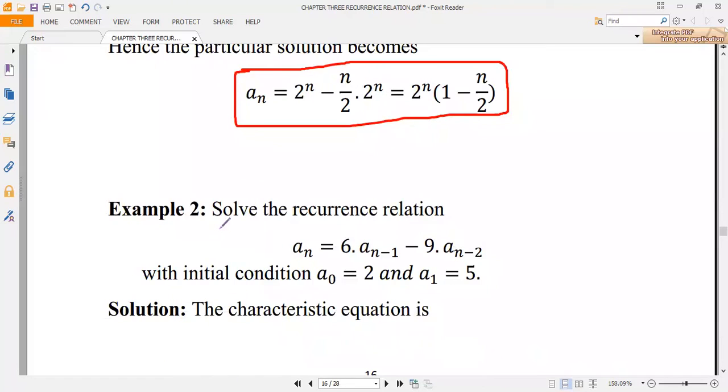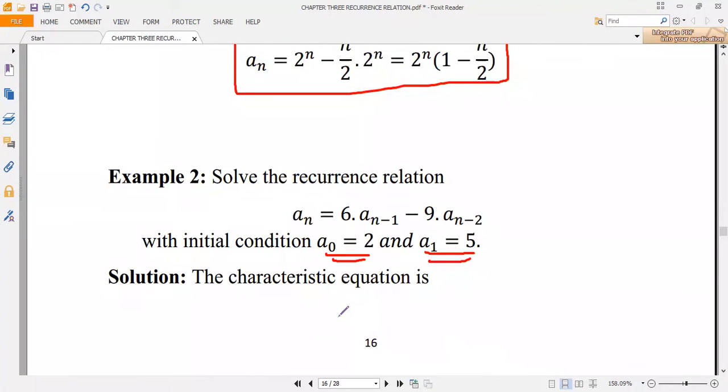Let's take another example. Solve the recurrence relation an is equal to 6 times an minus 1 minus 9 times an minus 2, with initial conditions. Mostly, initial conditions are given with a question to find the particular solution of the recurrence relation. So before finding the particular solution, we are going to determine the general solution. Then, from the general solution, substituting these initial conditions, we get the particular solution.